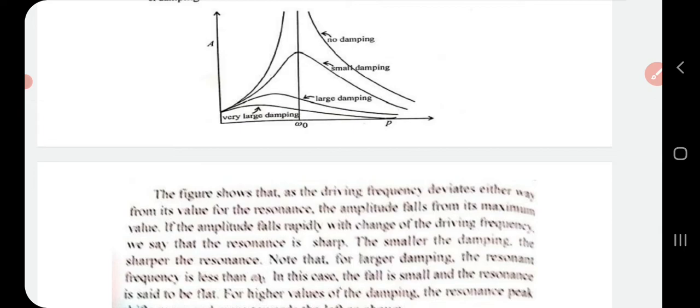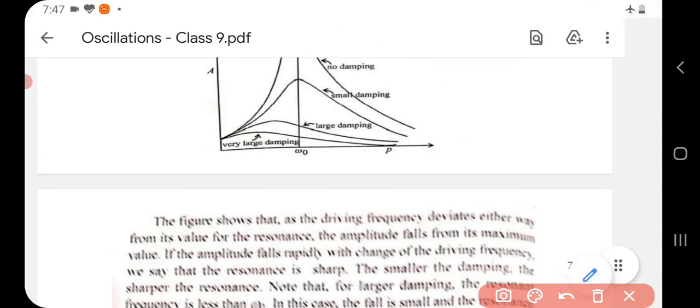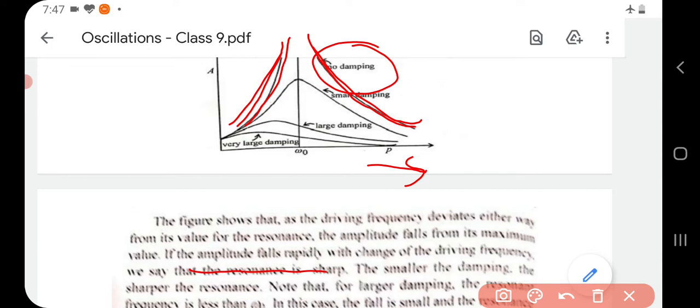The figure shows that as the driving frequency deviates either way from its value for resonance, the amplitude falls from its maximum value. If the amplitude falls rapidly with the change of driving frequency, we say that resonance is sharp. So here the resonance is sharp because as we increase the driving frequency p, the amplitude of oscillation decreases rapidly or sharply. That is, resonance is sharp in the no damping case. The smaller the damping, the sharper the resonance, which is very clear from this graph.